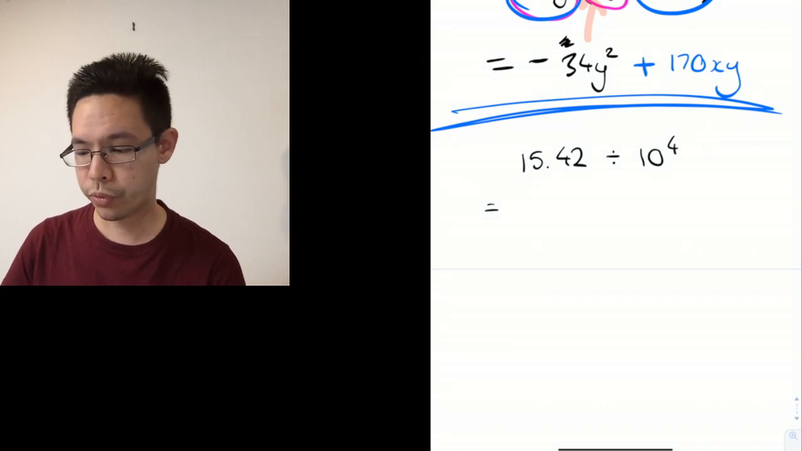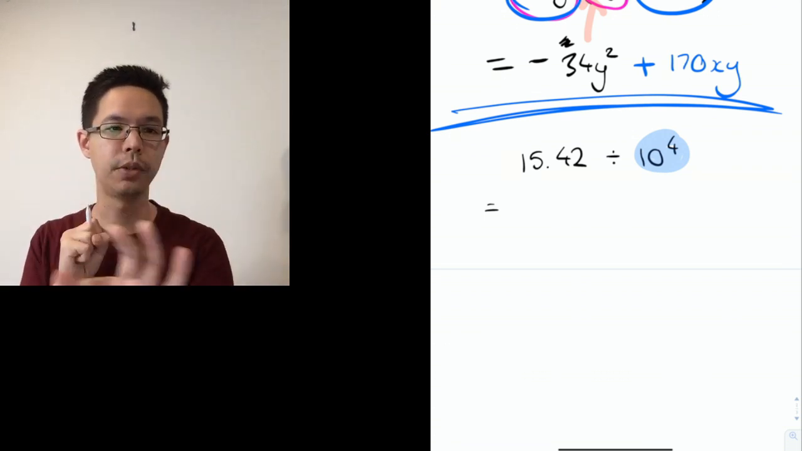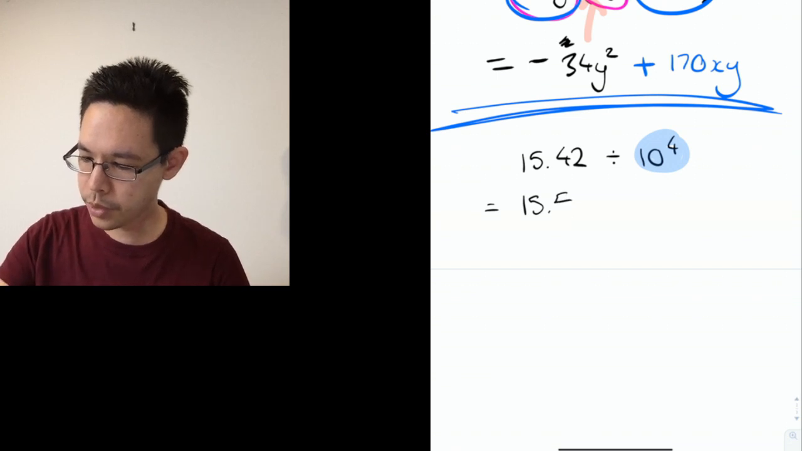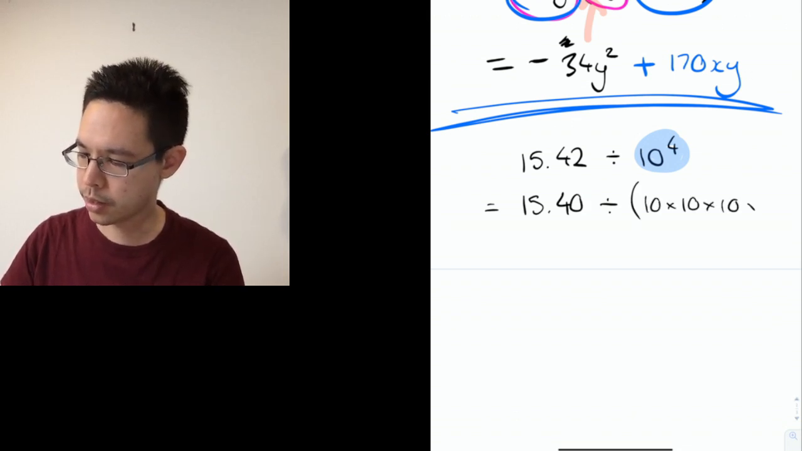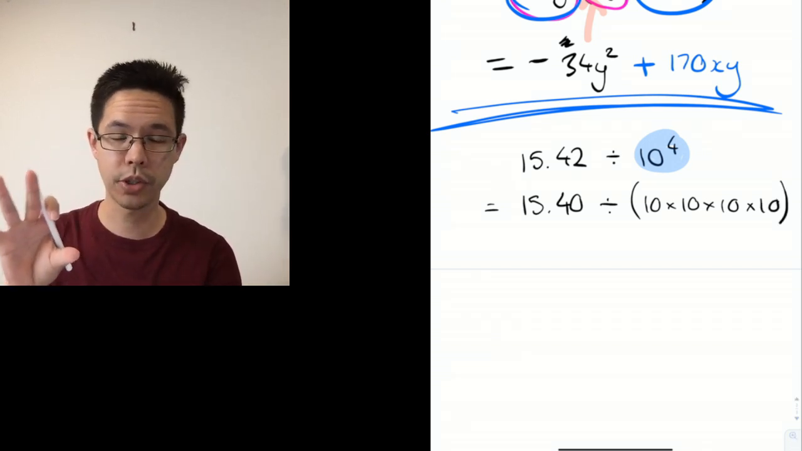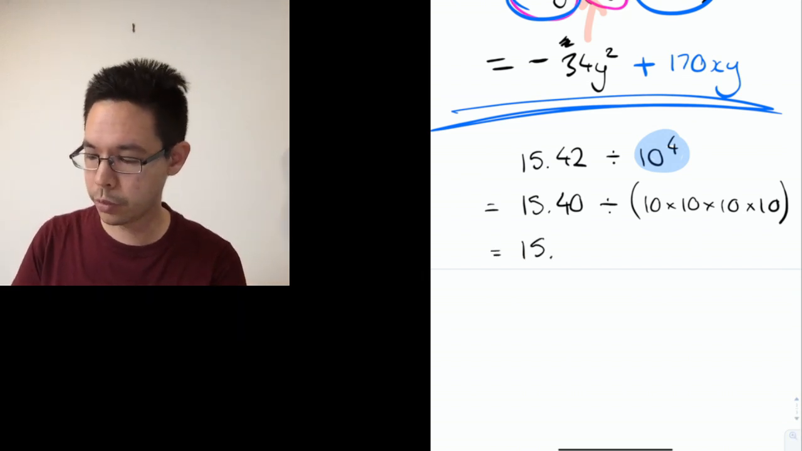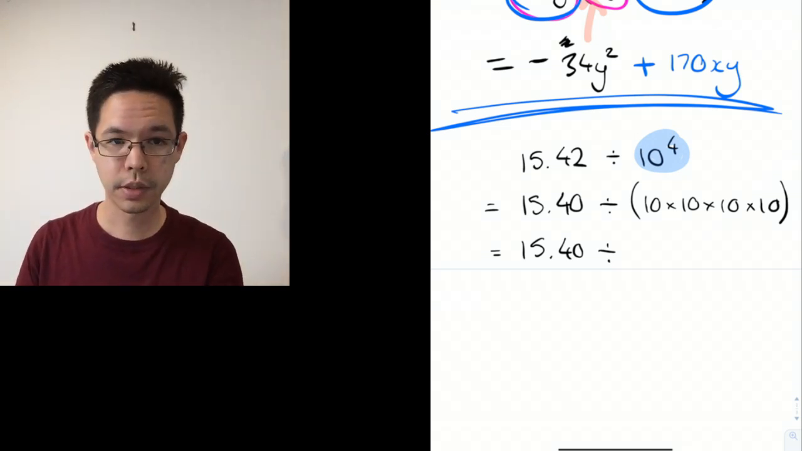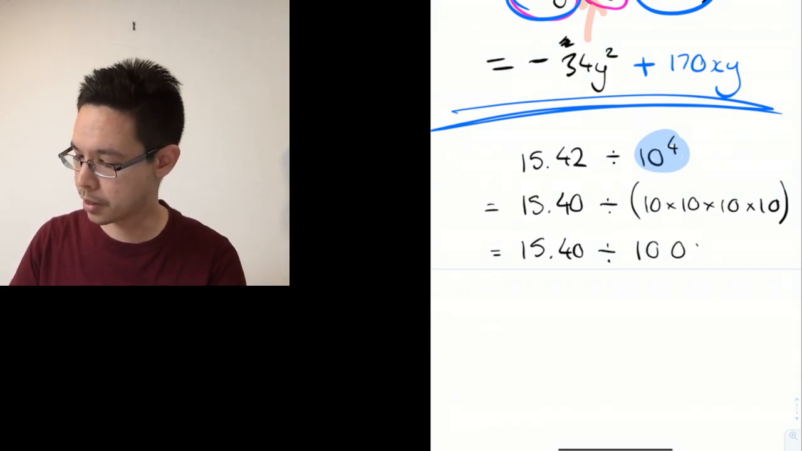We've done these ones before, and put something else that's identical in value, but written in a new form. I can rewrite 10 to the power of 4 as 10 times 10 times 10 times 10. It's still the same question. I'm just swapping it out for something that will help me later. 10 times 10 is 100, times 10 again is 1,000, times 10 once more I get 10,000.